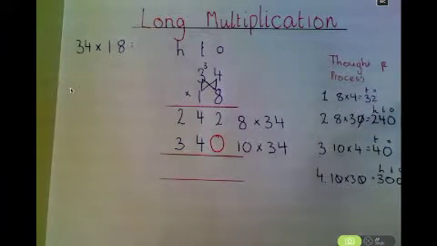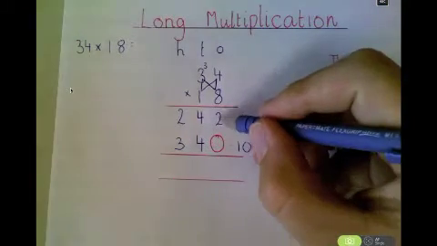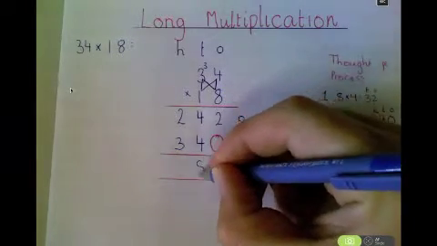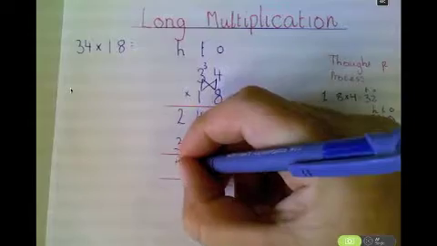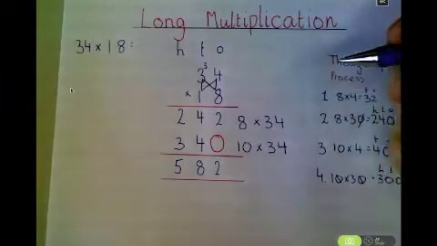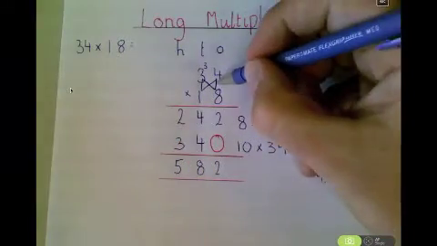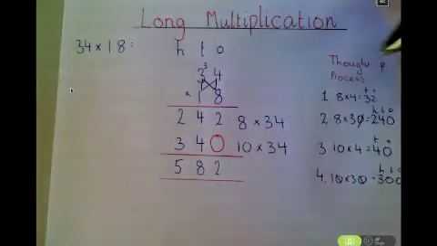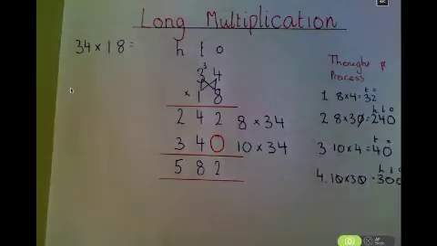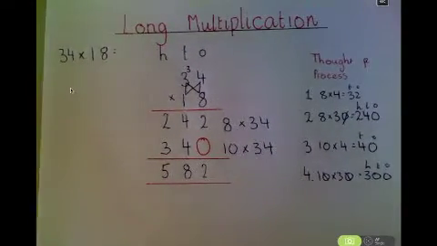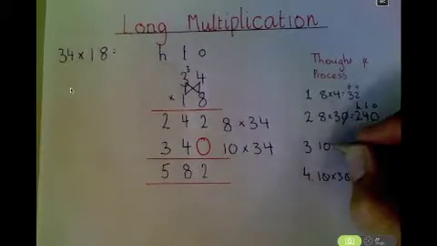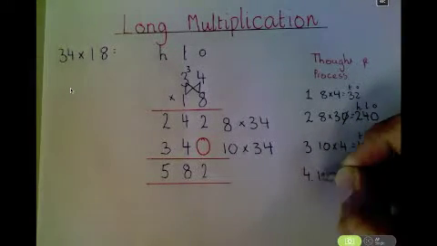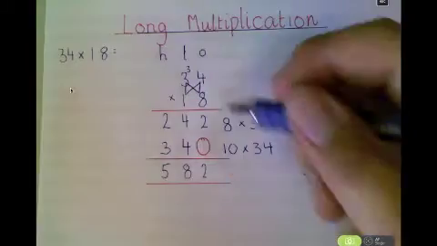The next step is to add up all our answers. 2 plus 0 is 2, 4 plus 4 is 8, and 2 plus 3 is 5. What you will notice is when we've finished multiplying all our numbers, we have this bow tie. Sometimes to make it easier for ourselves, we don't worry about saying 10 times 4 or 10 times 30, we just say 1 times 3, and it still gives us the same result.